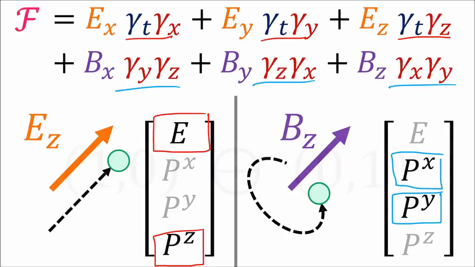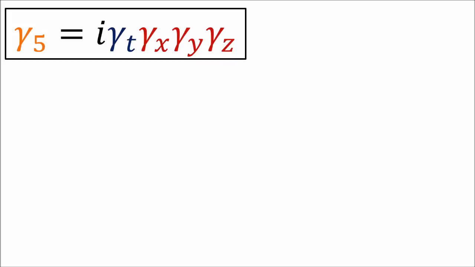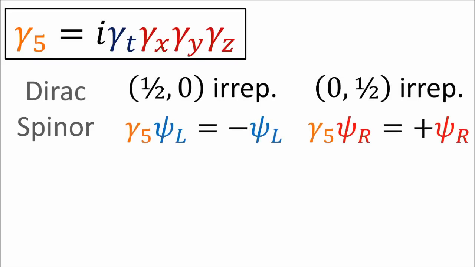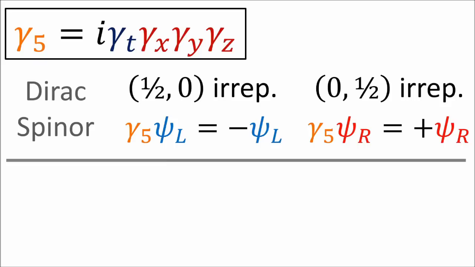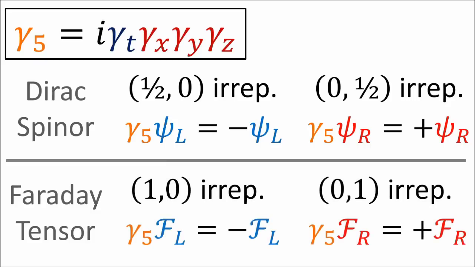But how does this fit in with the 1, 0, sum 0, 1 Lorentz representation? If you recall, we previously used gamma 5 to separate a Dirac spinor into left and right halves. The left half had an eigenvalue of -1, and the right half had an eigenvalue of +1 under gamma 5. We can do something similar by applying gamma 5 to the electromagnetic field.